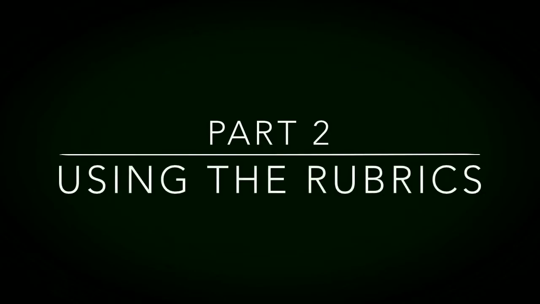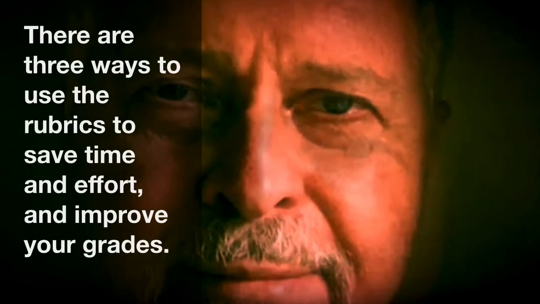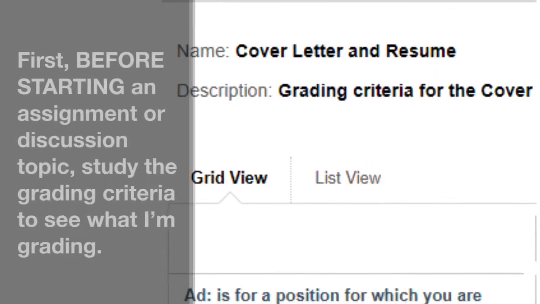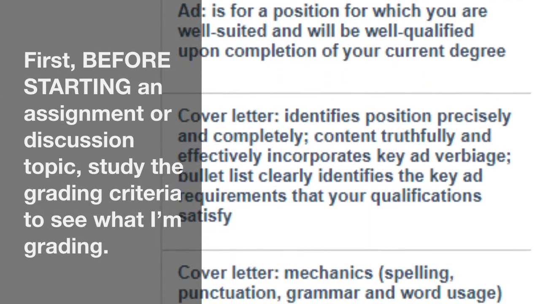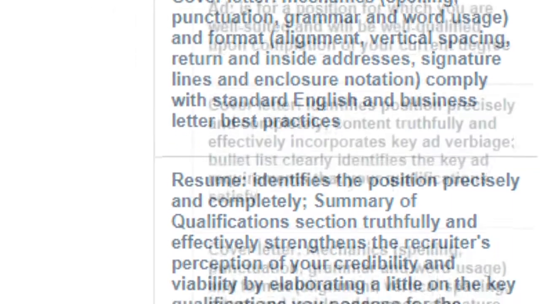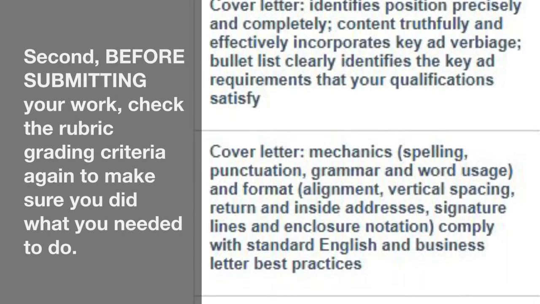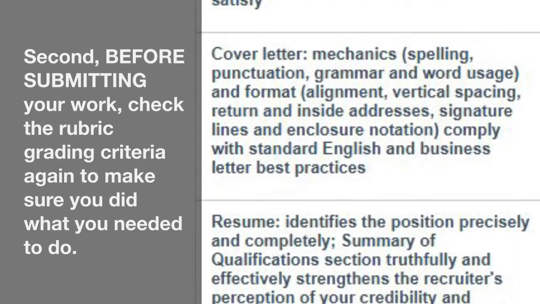Part 2. Using the rubrics. There are 3 ways to use the rubrics to save time and effort and improve your grades. First, before starting an assignment or discussion topic, study the grading criteria to see what I'm grading. Second, before submitting your work, check the rubric grading criteria again to make sure you did what you needed to do.